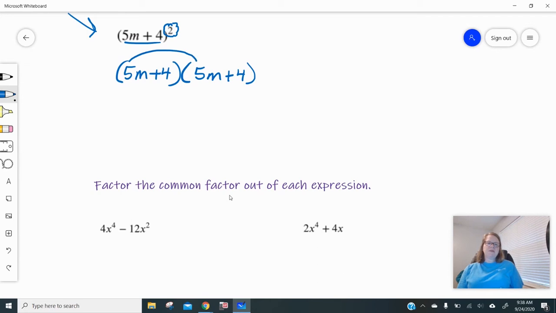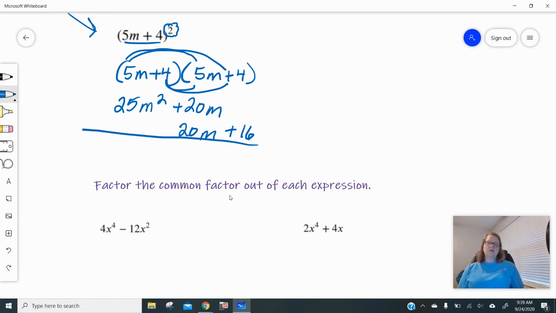I'm going to do 5m times 5m, 25. M times m is m squared. Bet you're a pro at that by now. 5m times 4 is 20m. 4 times 5m is 20m. Interesting. And 4 times 4 is 16.